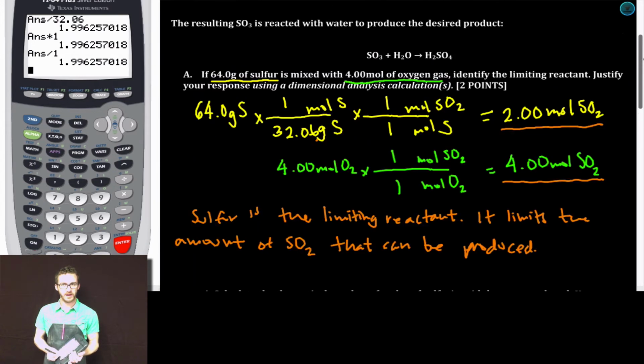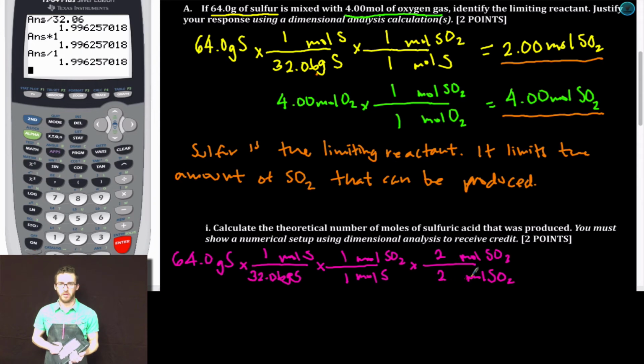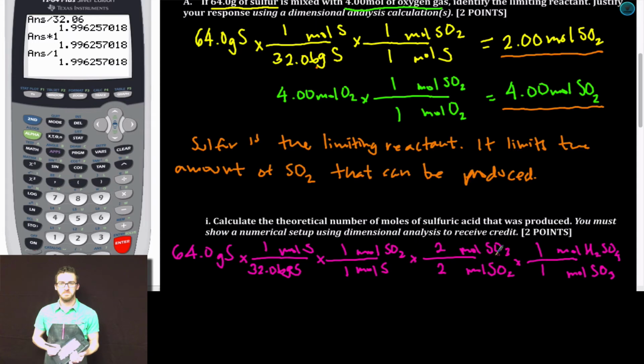So at this point in my calculation, I've taken my number of grams of sulfur and converted it to moles of SO2. Once I know how many moles of SO2 I made, I can figure out how many moles of SO3 I will make from the second reaction. Boom. A 2-to-2 relationship. From there, once I know how many moles of SO3 I'm going to make, I'll determine how many moles of H2SO4 I will finally end up with. Boom, a 1-to-1 relationship. Quick jump to my calculator.